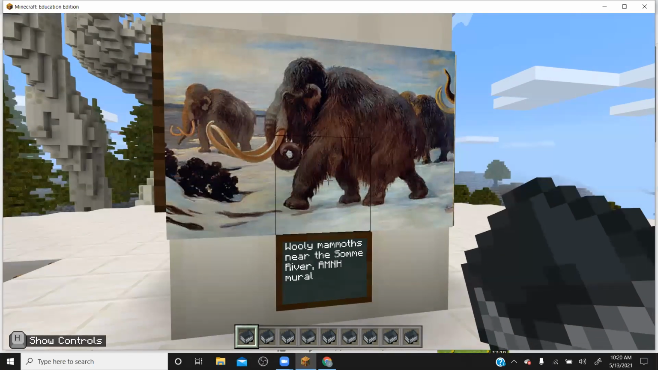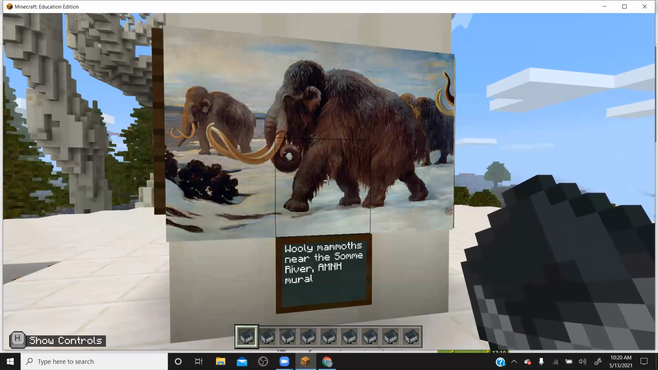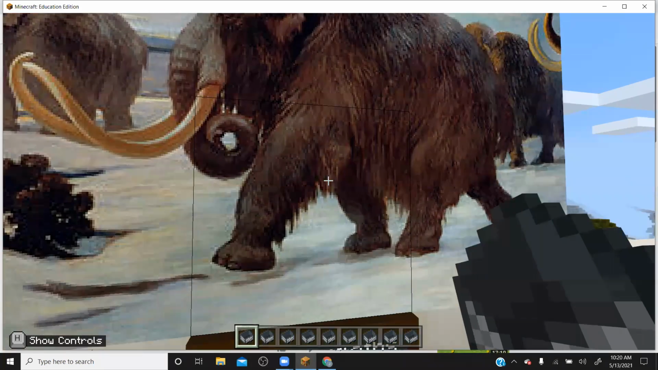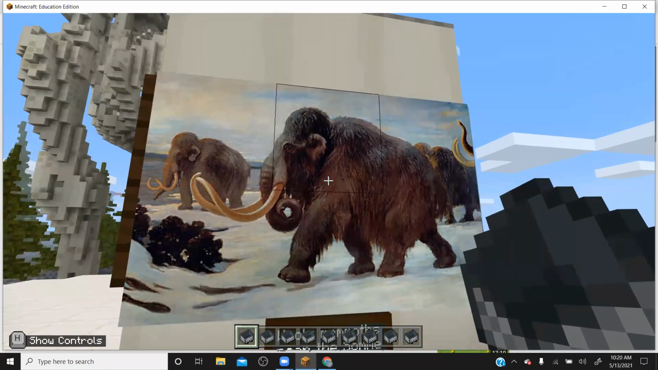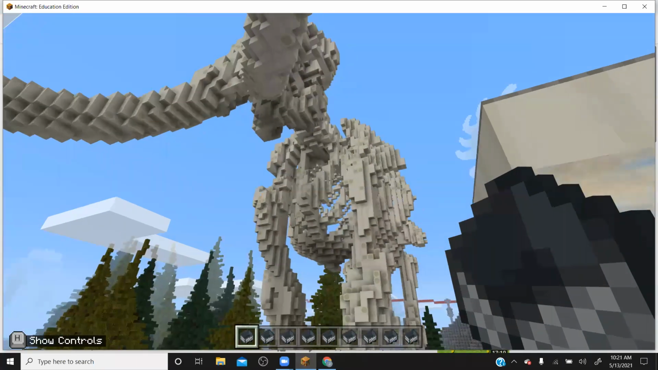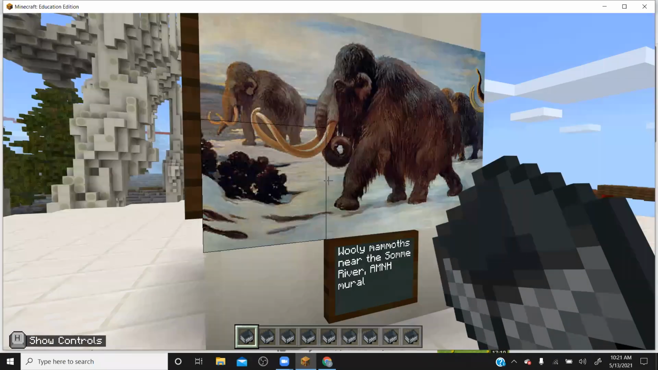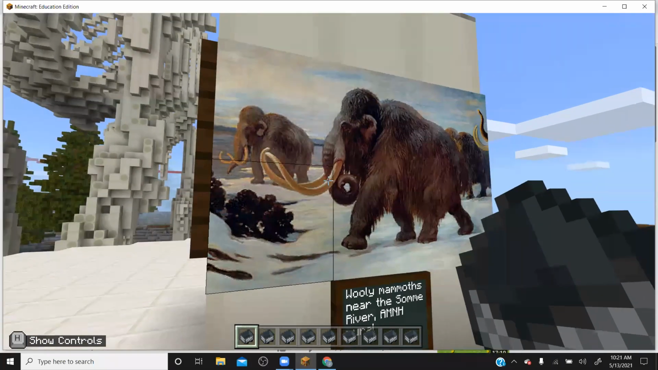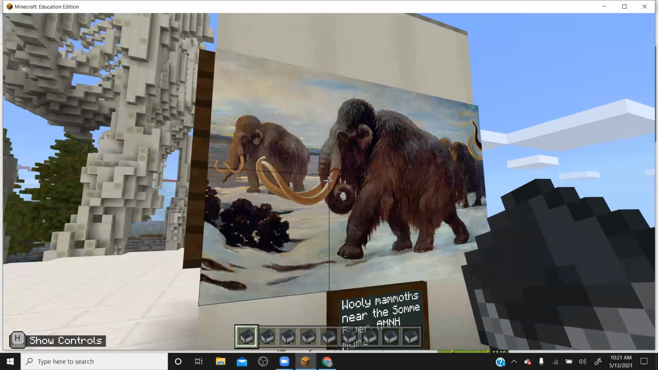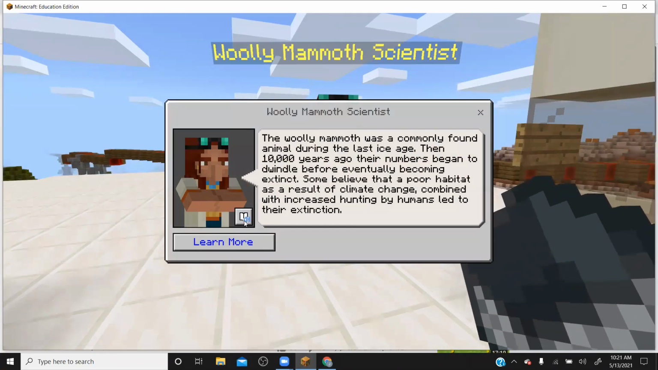The woolly mammoths. These were near Somme River. How amazing. And then we can take a look again, I should say, at that sculpture and look at those huge tusks and how they're represented from that image, from that mural. Awesome. And once again, let's talk to our scientists. What do they have to say about it?